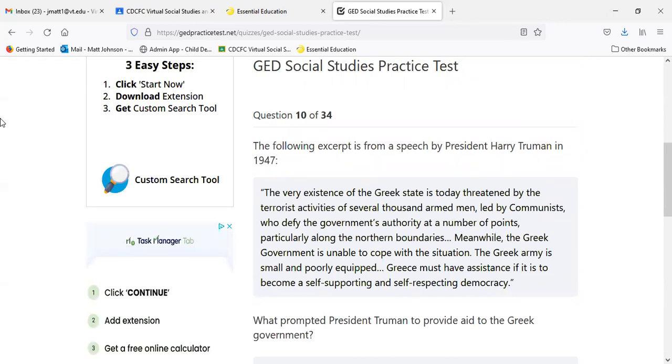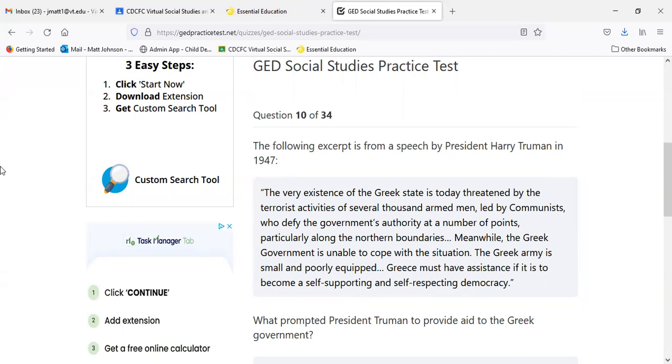Now, the following excerpt is from a speech by President Harry Truman in 1947. Remember, Truman took over for Franklin Roosevelt. "The very existence of the Greek state is today threatened by the terrorist activities of several thousand armed men led by communists who defy the government's authority at a number of points, particularly along the northern boundaries. Meanwhile, the Greek government is unable to cope with the situation. The Greek army is small and poorly equipped. Greece must have assistance if it is to become a self-supporting and self-respecting democracy."